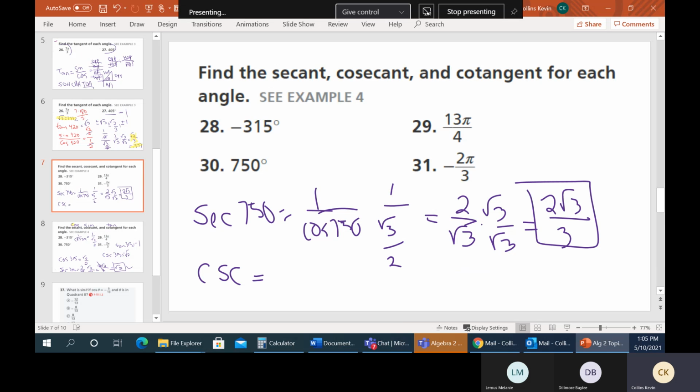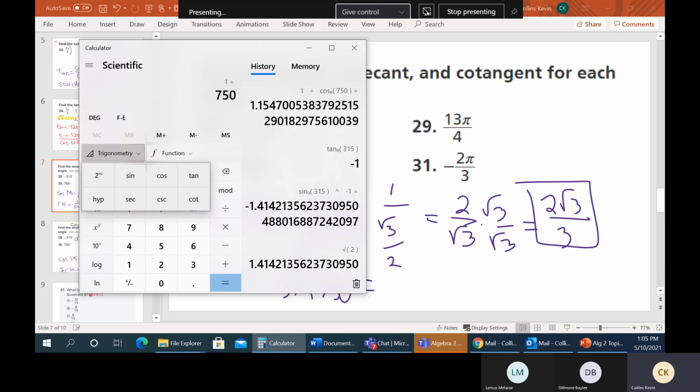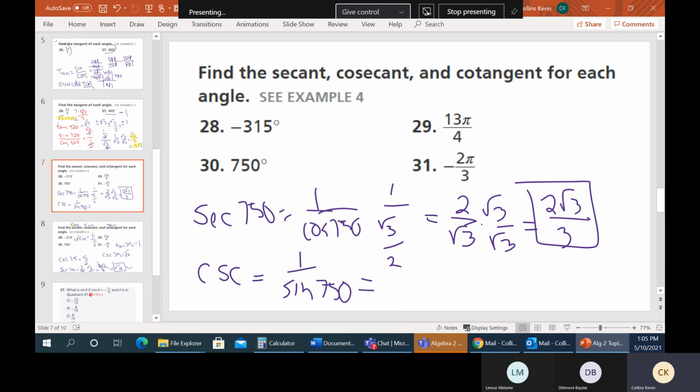So cosecant. This time we're going to do 1 over sine of 750. Let's go ahead and do our calculator. So this one's going to be 1 divided by 750, take the sine. That's 0.5, hit equals. Oh, that's just 2. Okay, we like that one a lot better. That one you can figure out in the calculator. The other one we had to do a little bit of work for.